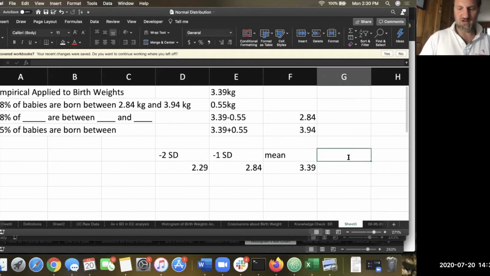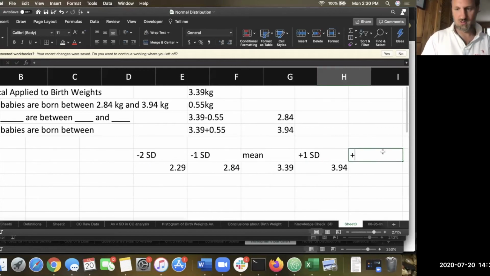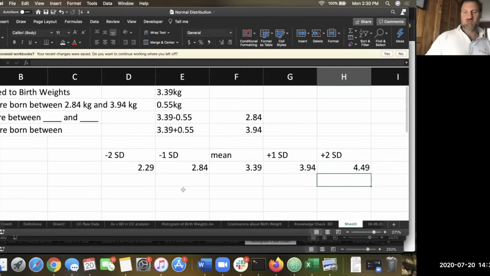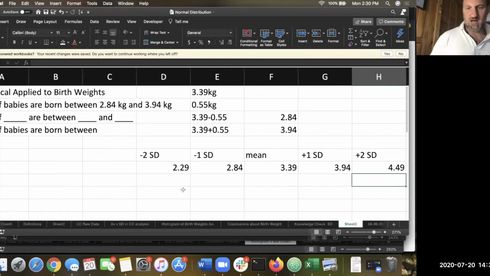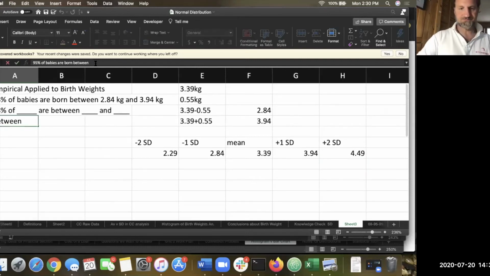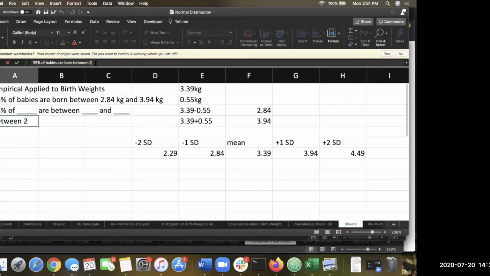And on the other side, I've got +1 standard deviation. That takes me up to 3.94. If I add another standard deviation, now I'm at 3.94 plus 0.55. So how would you finish the sentence? 95% of babies are born between 2.29 and 4.49.